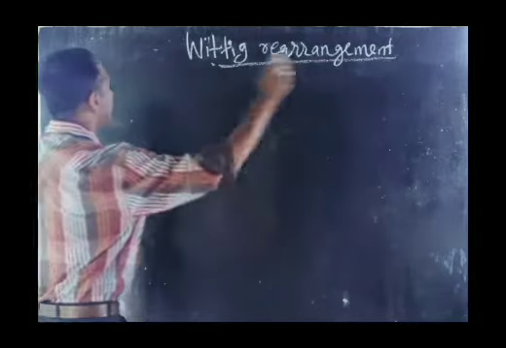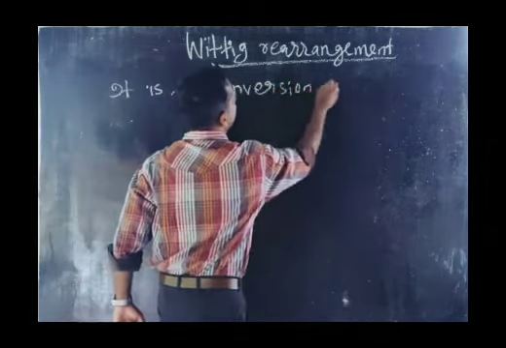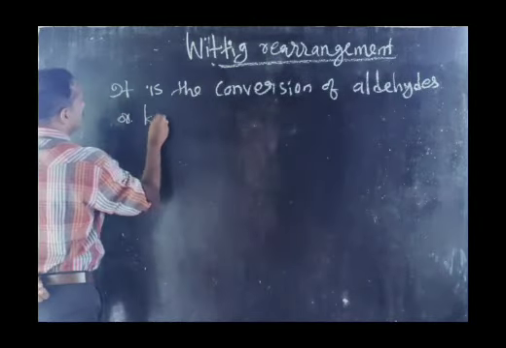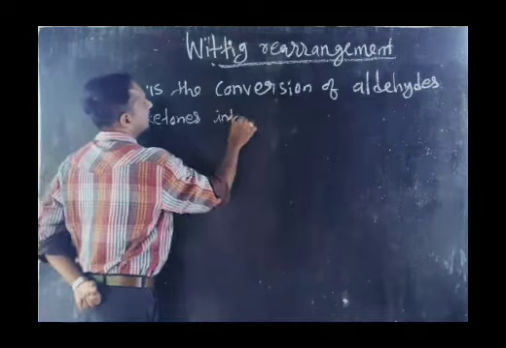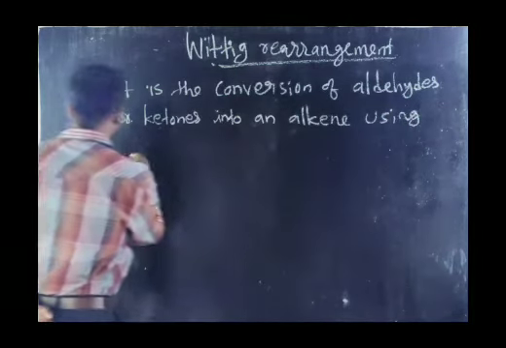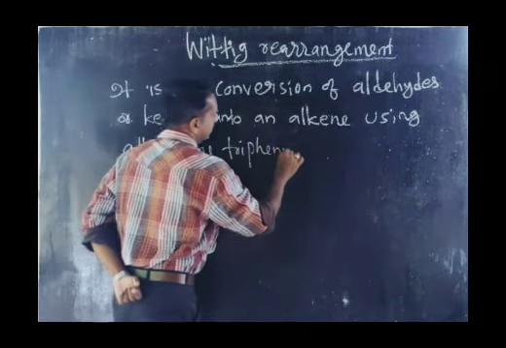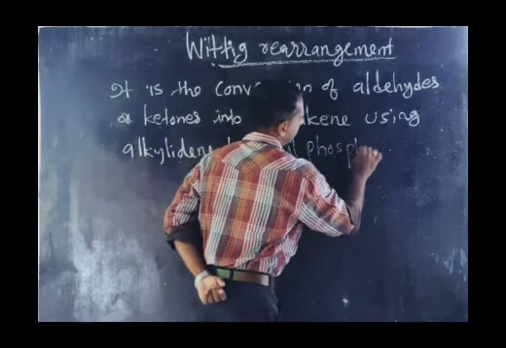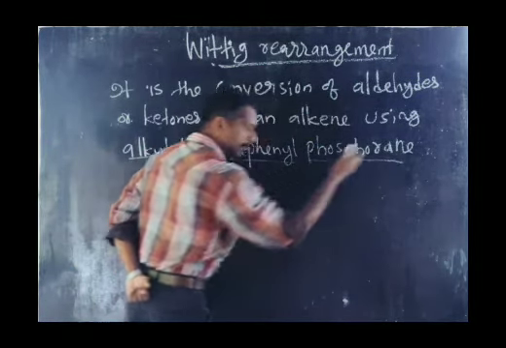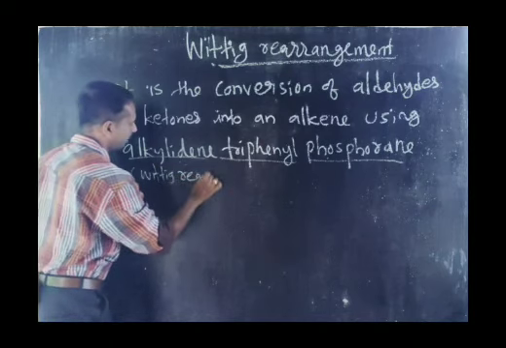Okay, so what is Wittig reagent? It is the conversion of aldehydes or ketones into an alkene using alkylidene triphenyl phosphorane. This is important. Alkylidene triphenyl phosphorane, or simply known as phosphorane, is known as Wittig reagent.